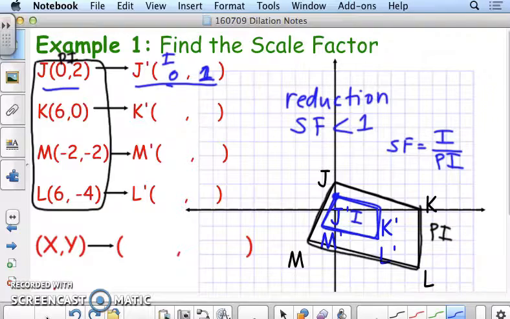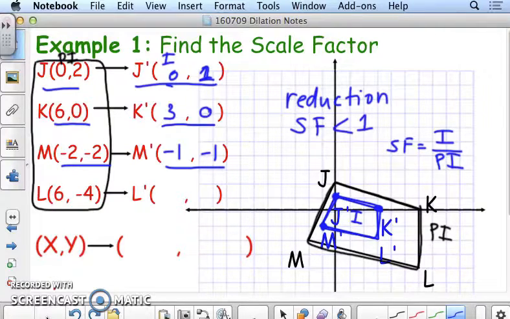I'm going to now look at K prime, and it's this location right here. So I'm going to recognize I go over 3. I don't go up any, so this should be 3, 0. So K started at 6, 0. K prime is 3, 0. All right, this is looking suspicious. M prime is at location -1, -1, because I went over 1, down 1. I started at -2, -2. Now I'm at -1, -1. Now I'm really seeing something. L prime is located at 3, -2. I started at 6, -4. I went to 3, -2.